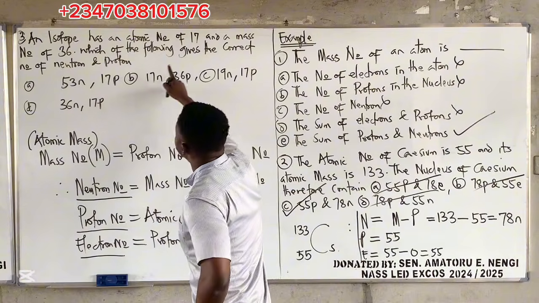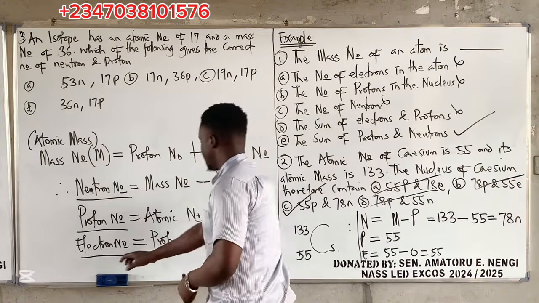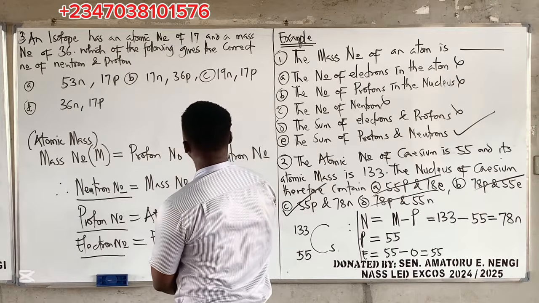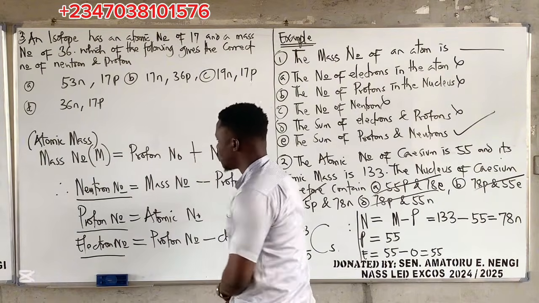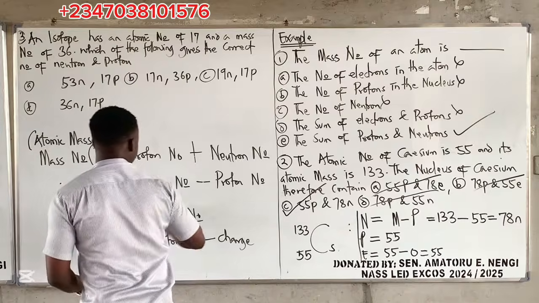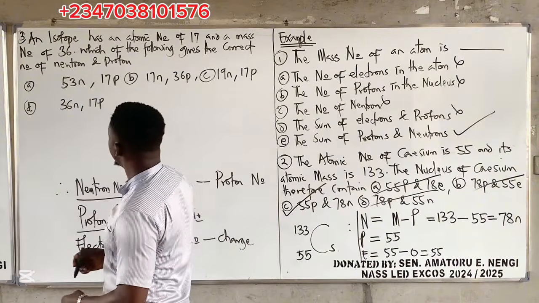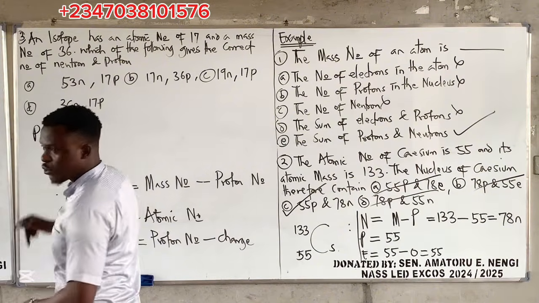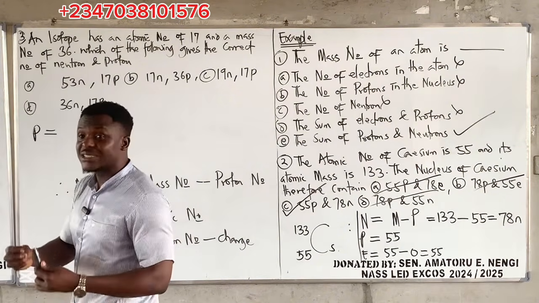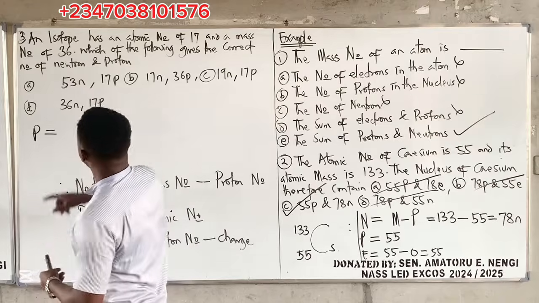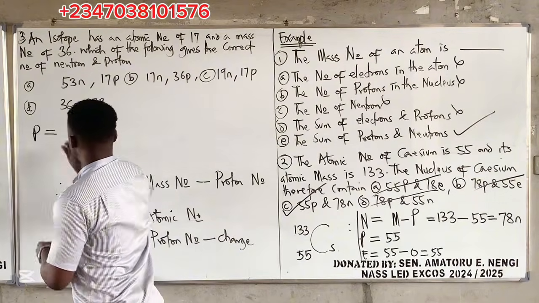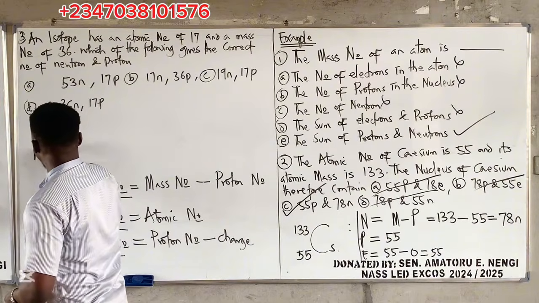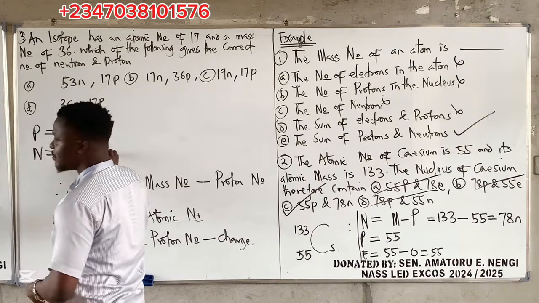An isotope has an atomic number of 17 and a mass number of 36. Which of the following gives the correct number of neutrons and protons? Let's solve for the proton and neutron. Proton is always equal to atomic number, isn't it? Proton is the same thing as atomic number, right? And what is the atomic number here? 17. P is 17.